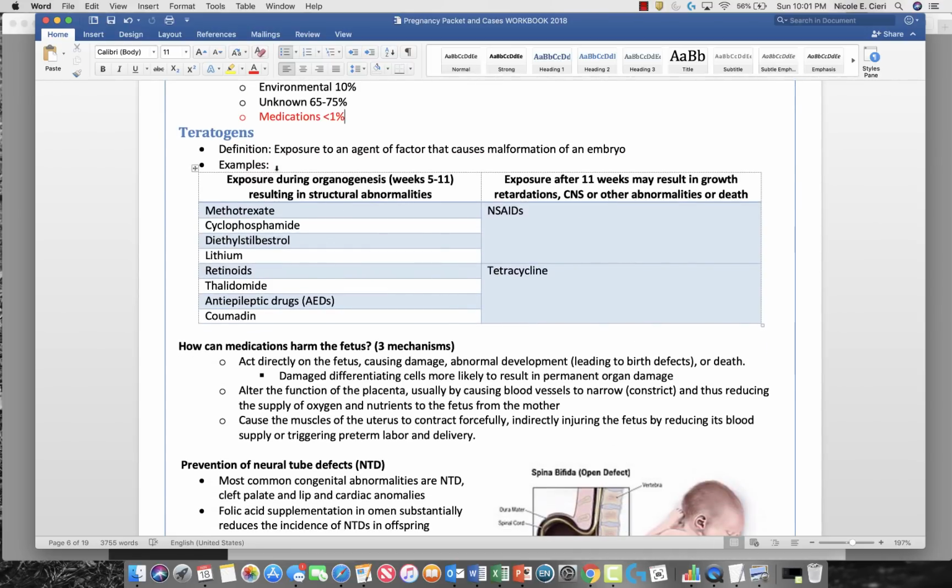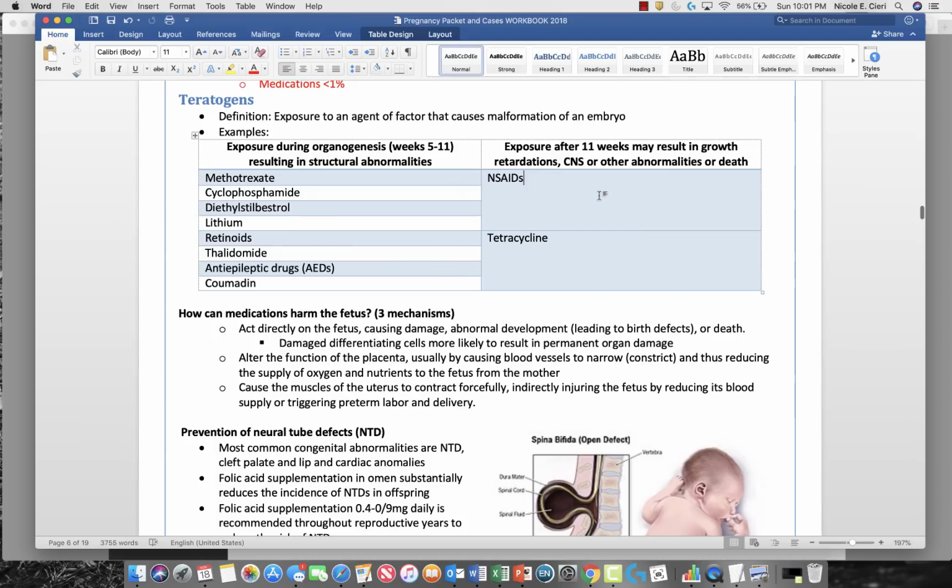So teratogens are agents that can cause major malformations of the embryo, and some examples are listed here. Some result in severe changes in organogenesis and structural abnormalities, and some are more causing of abnormalities in the latter stages of fetal development. So those are things like NSAIDs and tetracyclines.